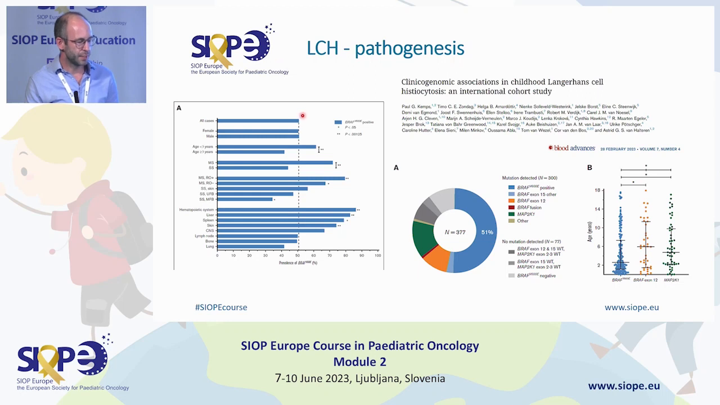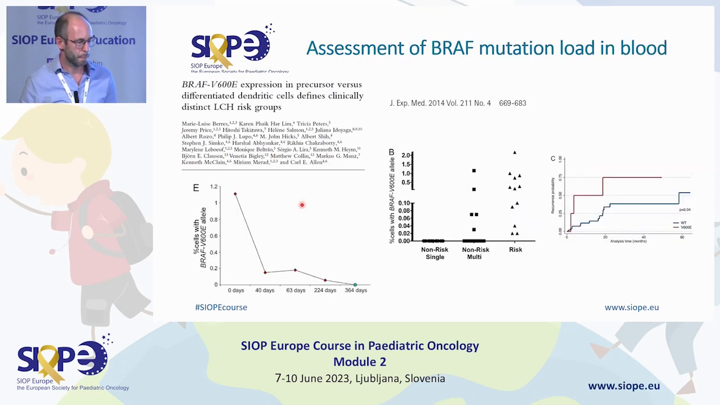And this chart also focuses on BRAF mutation. And here again, I believe it's quite well readable on a large screen. The kids with BRAF mutation are usually younger, usually have multi-system disease, and have more common risk organ involvement than the other alterations within the MAP kinase pathway.